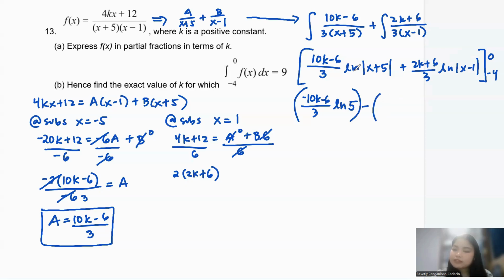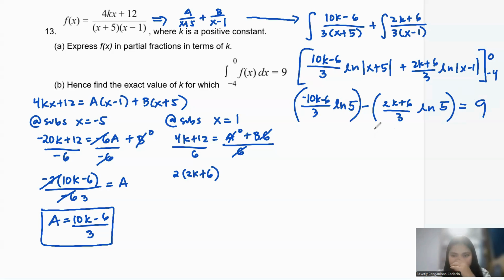Let's go with the lower limits. 10k minus 6 over 3 ln -4 plus 5. Actually, I'm not also going to put this because when you put it here, it will become ln 1. So it's just going to be 0 as well. So we can just skip that part and you have this remaining thing. 2k plus 6 over 3, then ln -4 minus 1. So that's positive 5, yeah? Okay, that is equal to 9.